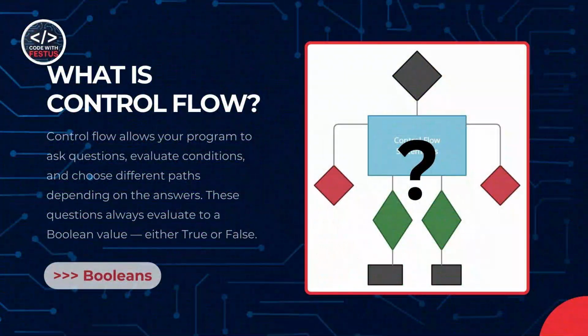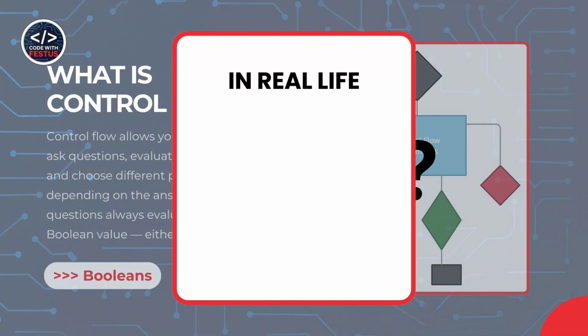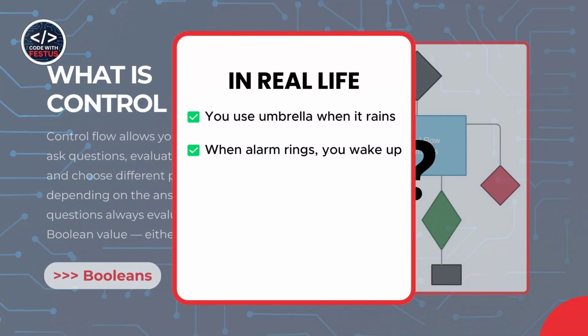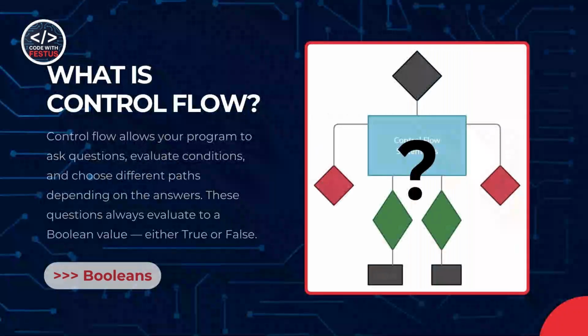What is control flow? By default, Python executes code sequentially, top to bottom, one line after the other. This is called sequential execution. But real-world problems are rarely that simple. In real life, you constantly make decisions. If it's raining, carry an umbrella. If your alarm rings, you wake up. If your phone battery is low, you charge it. Control flow gives Python this same decision-making power.